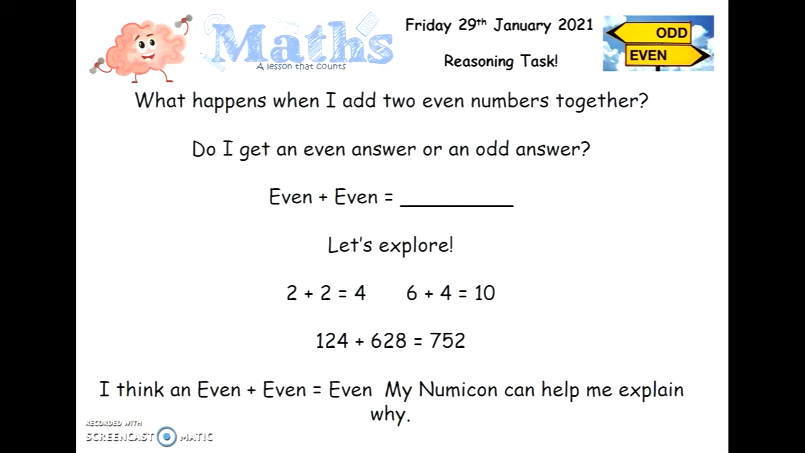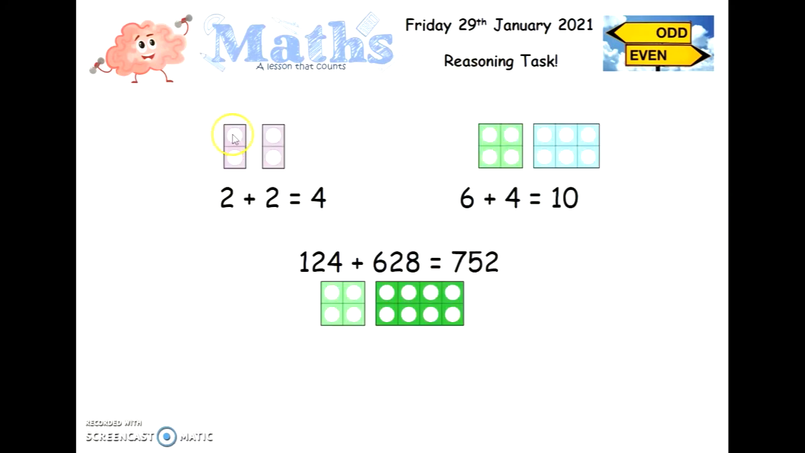My Numicon can help me to explain why again as well. If you just have a quick look, when I've got 2 and I've got another 2, they've always got that friend, remember? So it's making the 4. There's no extra piece sticking out at the end here. There's always a partner for each individual piece.